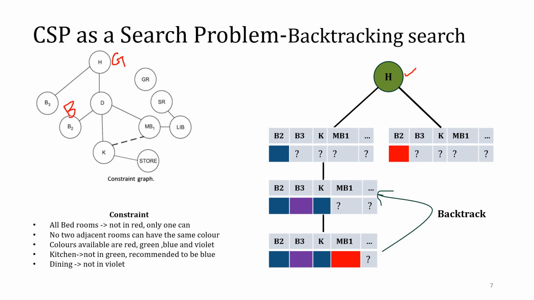As you could see, there are a lot of other state spaces. We are just showing only the partial state space. B2 is blue. And then moving on, B3 is violet. And kitchen is blue. Yes, kitchen is recommended to be blue, so the constraint is also satisfied. So kitchen is blue. And then comes the next, MB1, the master bedroom, which is going to be a red color here.